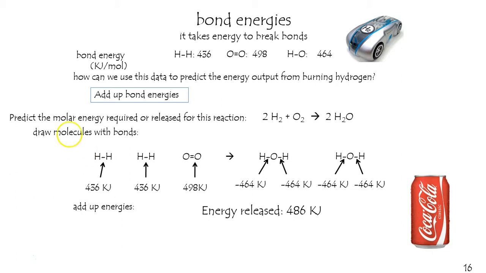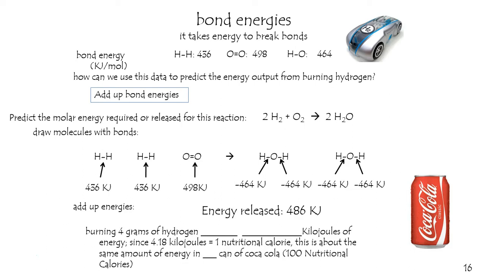That means when you burn 4 grams of hydrogen, right, 2 grams per mole, plus the 32 grams of oxygen to make 36 grams of water, it'll release that much energy. Is it a lot? It certainly looks like a lot. I like to compare it to nutritional calories just to get a quick check on it. Burning 4 grams of hydrogen, that's 2 moles, will release 486 kilojoules of energy, but since there's 4,184 joules in a nutritional calorie, it's not that much. It's really only 100 nutritional calories, and that's an energy unit that most people are very familiar with.